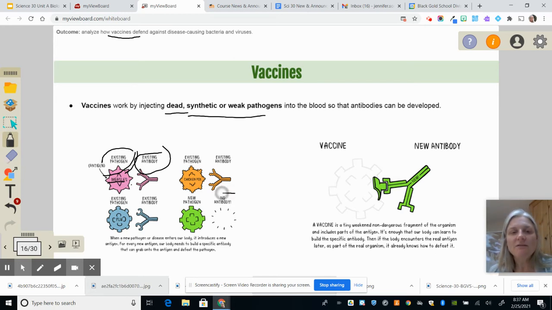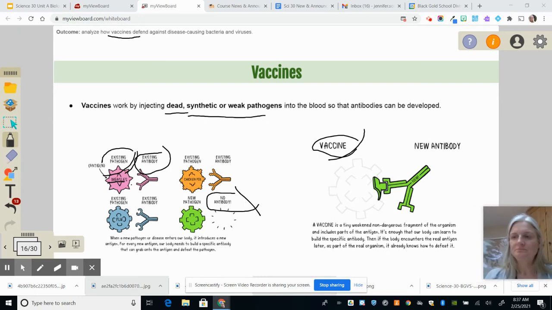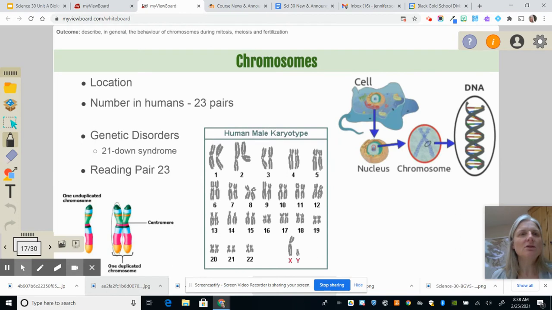If you do not have the antibody, that's when you are going to get the disease, or your immune response is going to work as hard as it can to get you so that you don't have the disease. So that's where vaccines are handy. They come in and they train your body to be prepared for the disease coming in.